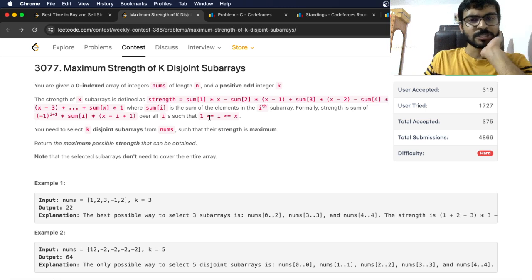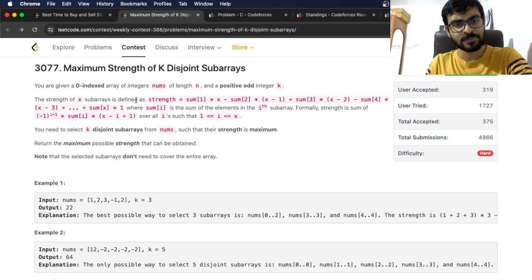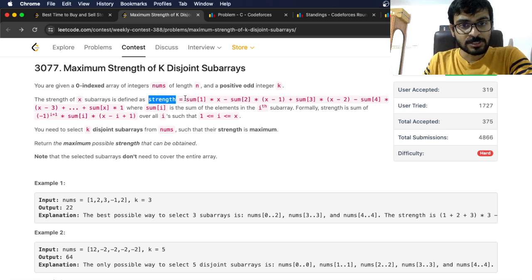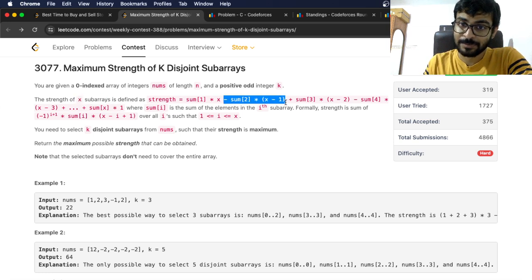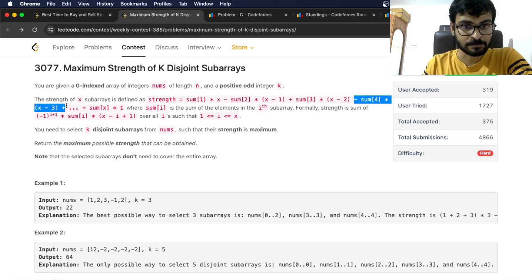Now, how is it being computed? Let's say you do it for x subarrays. So you select x subarrays and then you have to find the sum, the strength. Then you will say, okay, the first subarray multiplied by x, minus second subarray multiplied by x minus 1, plus third subarray multiplied by x minus 2, minus fourth subarray multiplied by x minus 3 and so on.